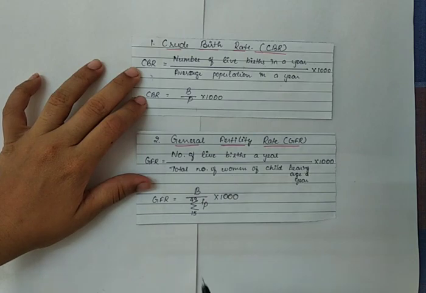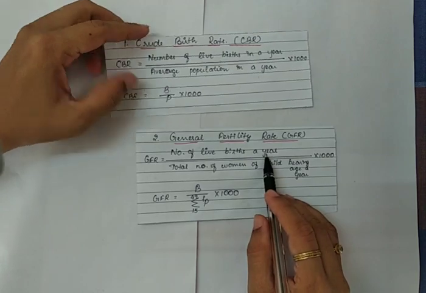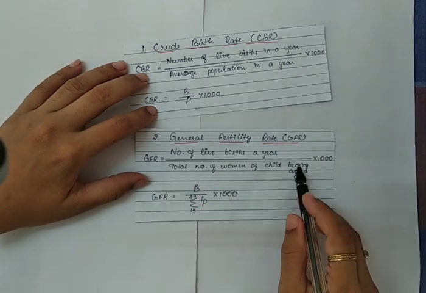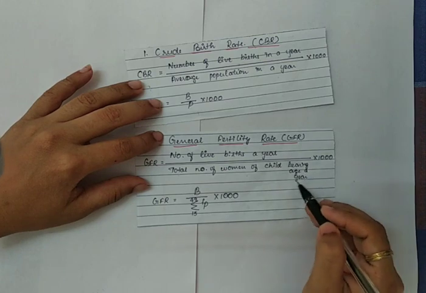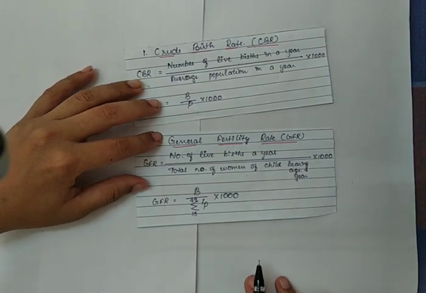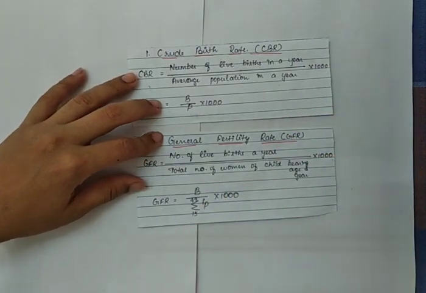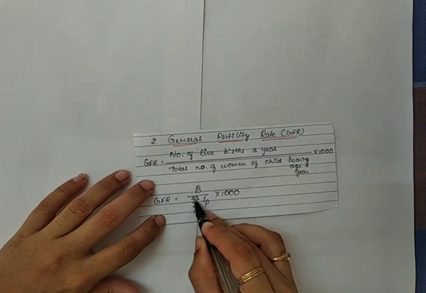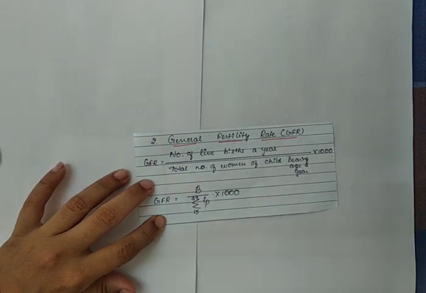Now the second one is general fertility rate. General fertility rate, and the formula is number of live births a year divided by total number of women of childbearing age in a year, and multiplied by 1000. And total number of women of childbearing age, we already know that childbearing age is 15 to 49, isn't it? So that is 15 to 49, and GFR, in short, B divided by P into 1000.